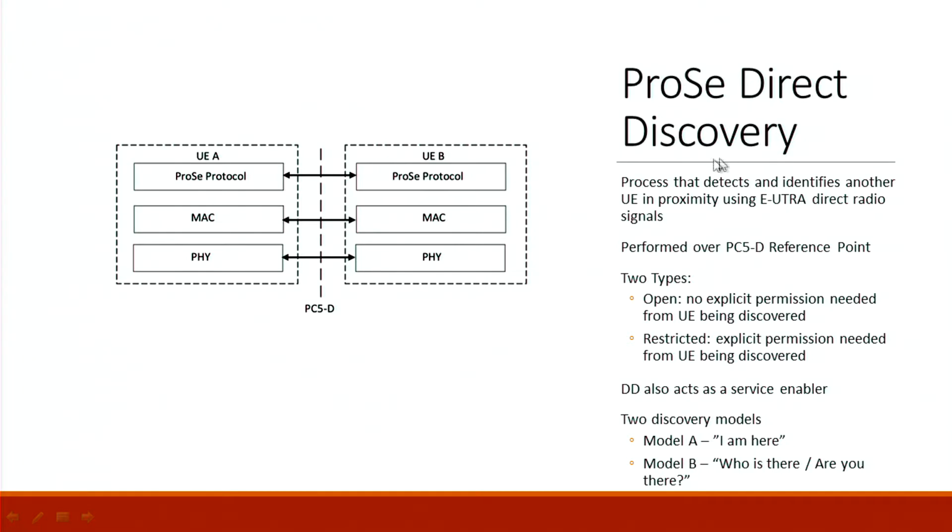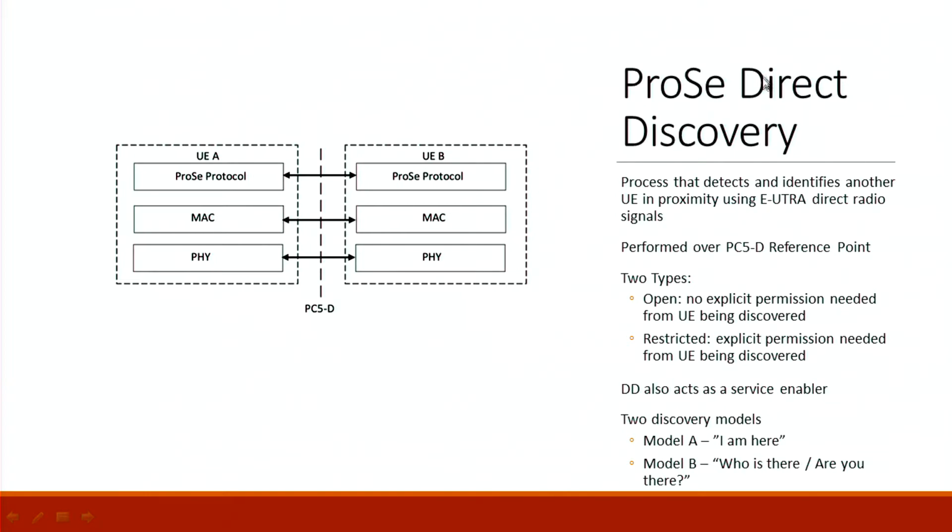The purpose of direct discovery is to detect and identify UEs in proximity using direct signals. There are two types of direct discovery, open and restricted. Open just means, okay, I can be discovered by whoever. I am open to discovery. I got the authorization. Whoever wants to contact me, I am here. Restricted means I must give permission if someone wants to discover me. So it doesn't work for everyone.